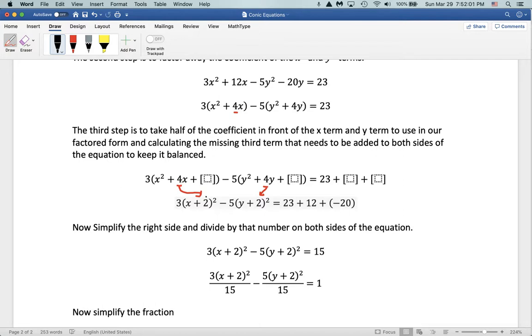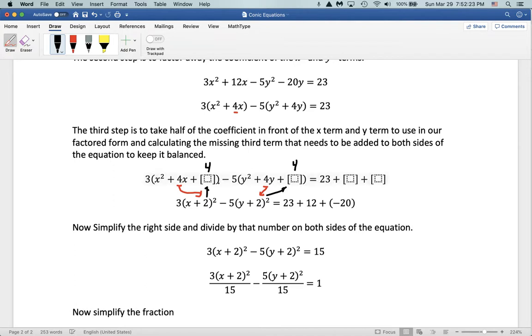Now the thing is, though, I got to realize that if I do that and I square this and FOIL it back out, I'm going to have a third term here that's missing. That third term, 2 squared, is 4. So I would actually put a 4 here. Same process here. If I FOILed out this y plus 2 squared and I do 2 times 2, or 2 squared, I'm going to put a 4 right there.